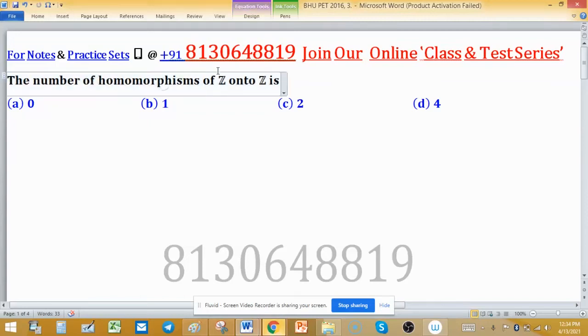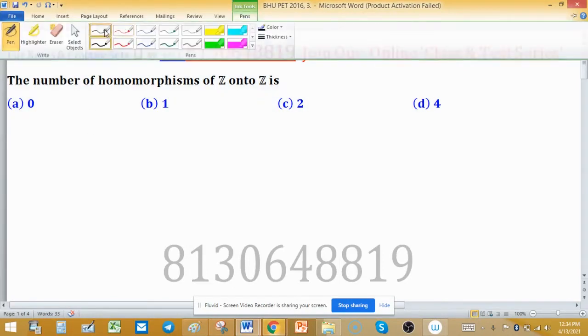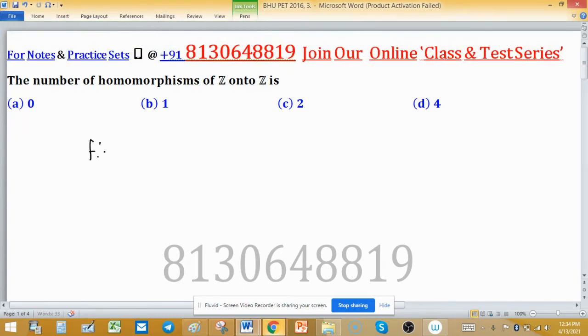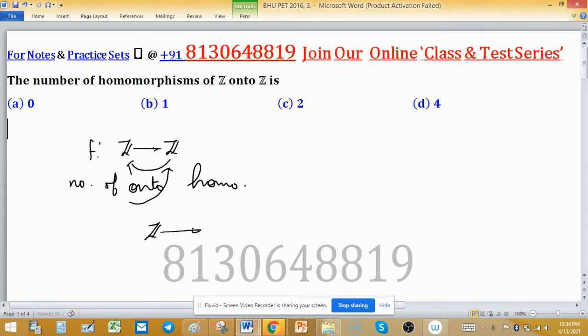The number of homomorphisms of Z onto Z is... We need to find the number of onto homomorphisms. That is, if f is a homomorphism from Z to Z, then we have to find the number of onto homomorphisms. Onto homomorphism is clearly understood by the word onto. We are interested in finding homomorphisms from this to this. We know that Z is generated by two elements, 1 and minus 1.